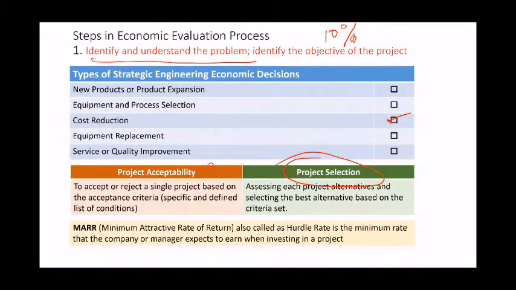So in this case, the investor or the manager is going to put his expectation, what rate he is attracted to, so that he is attracted to invest. That is now what we call MARR. So since the market interest rate is 10%, usually we put MARR equals the interest rate. So if we are going to compute the time value of money, we use 10%.